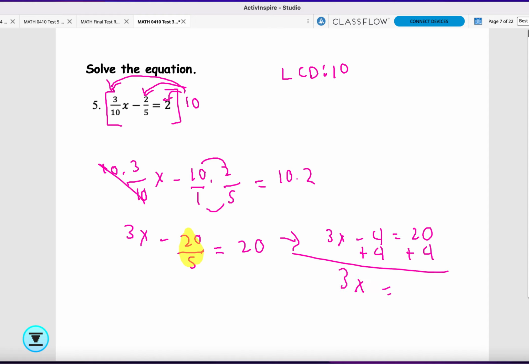So then we get 3x is equal to 24. Divide both sides by 3, and then we get x is equal to 8. And we are done. See how it's much easier to solve getting rid of the fractions, guys?